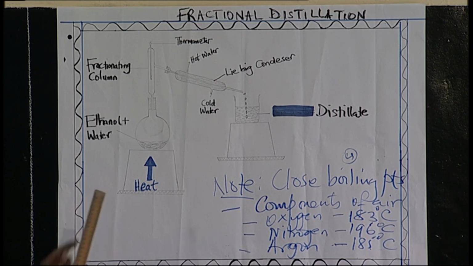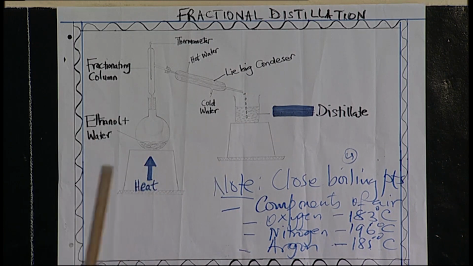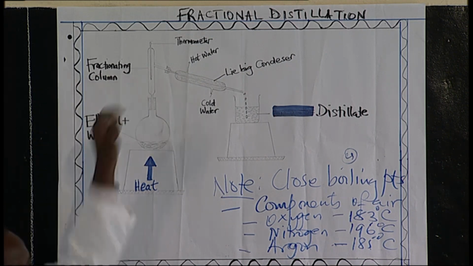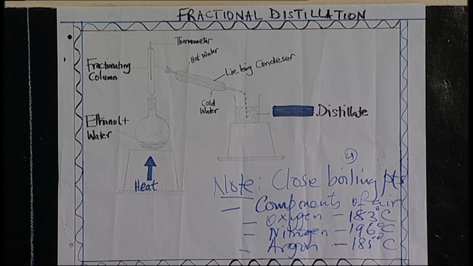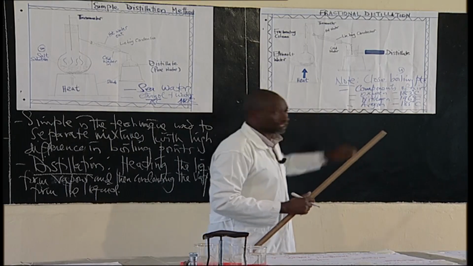So here, in this method, what is the purpose of the fractionating column? The fractionating column is the one that separates these substances into fractions so that we can collect these substances in the form of fractions. That's why it is called a fractionating column with a thermometer, because we said that this depends on the boiling point of these substances.